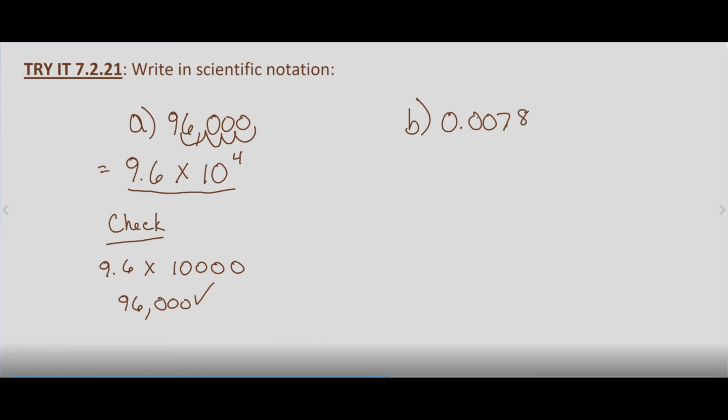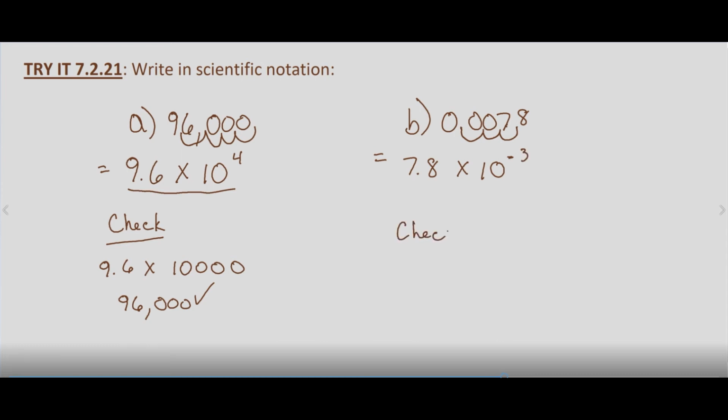Now with 0.0078, what we have in part B, we know we're going to start with 7.8 because we want one digit to the left of the decimal place, times 10 to the, we know that the exponent is going to be negative, but how negative? We know it's negative because the decimal is on the left. So 1, 2, 3. So this is 7.8 times 10 to the negative 3.